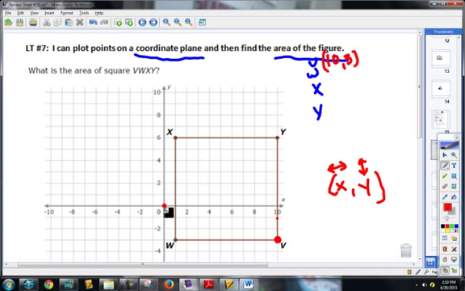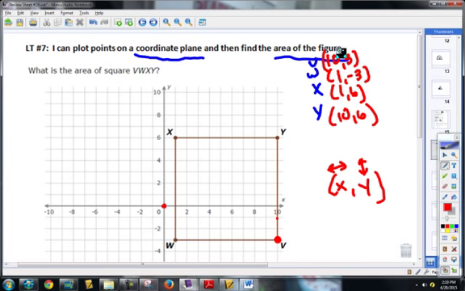Now let's talk about W. You go over 1, down to -3. So this one is just going to be (1, -3). For X, I'm going to go over 1, but this time I'm going to go up to 6. So this is going to be (1, 6). And for my Y, I'm going to go over to 10 and up to 6. Okay, so that's just basic review of how to plot points.